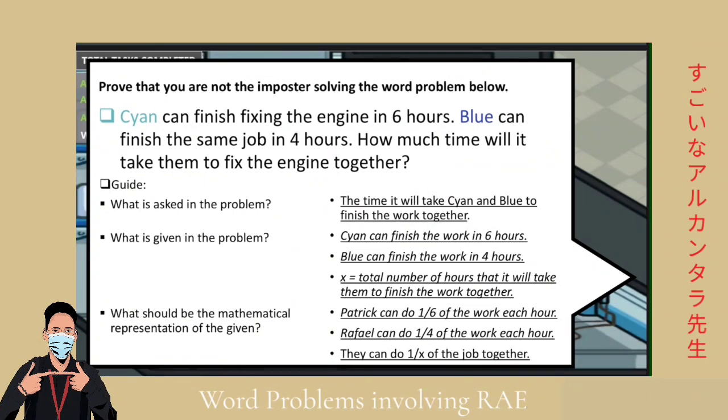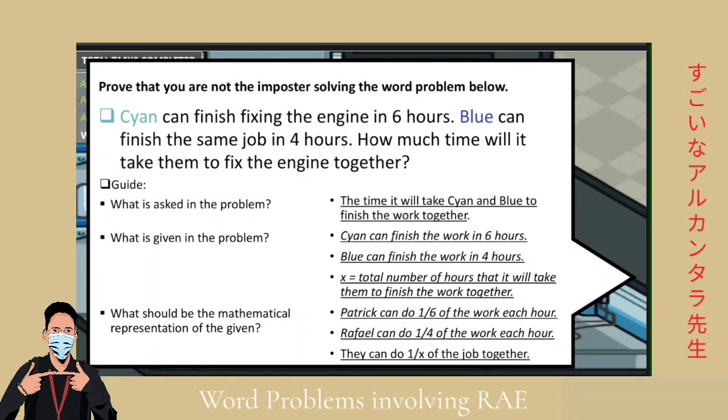So now, how will we represent it as a given? We can write Patrick can do it in 1 over 6 of the work each hour. So why is it 1 over 6? Because again, he can finish it in 6 hours. So 6 hours is the denominator, 6. So per hour, you can do 1 hour. In the second hour, you can do 2. You already done 2 hours and so on and so forth. That's the reason why it will be 1 over 6.